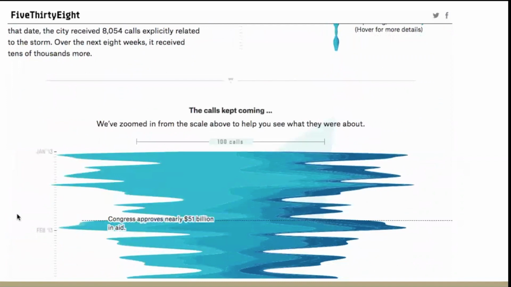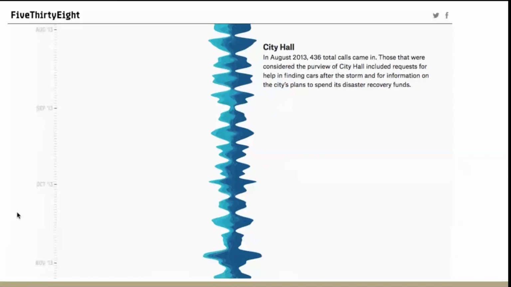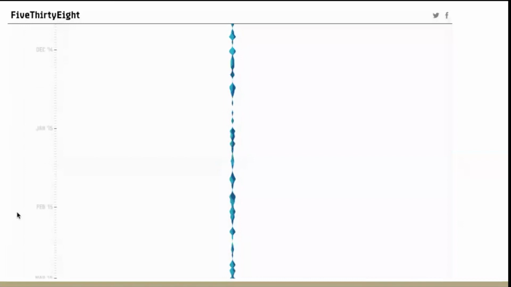And it's all scrolling, right? Again, they could have made this a clickable thing, but no, they decided to just tell a chronological story vertically like this.